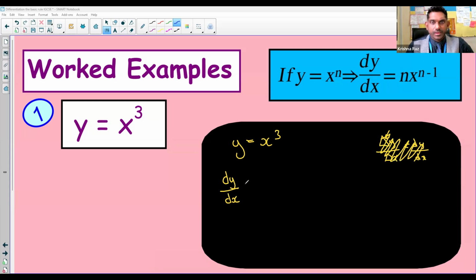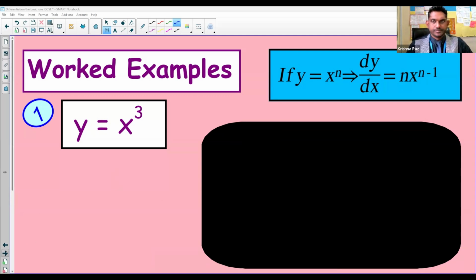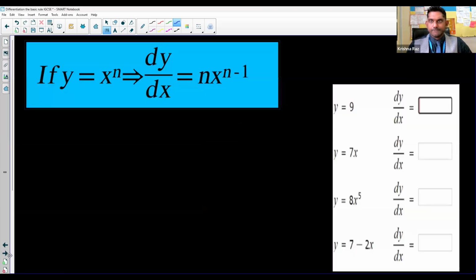So we need to take 1 away from the power and times by the original power. So we're just going to get 3x squared. So if we differentiate x cubed, we get 3x squared. Next example.